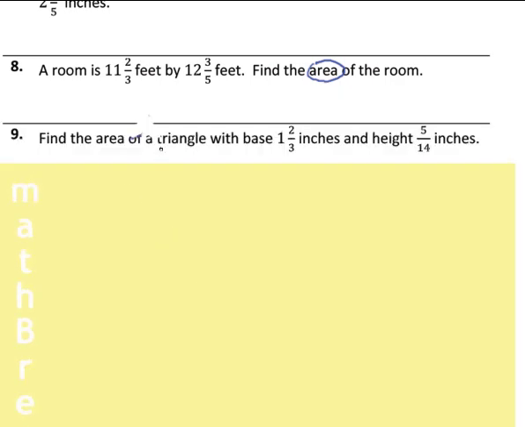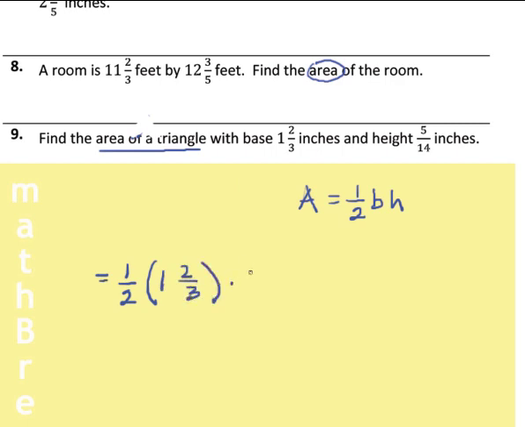And number 9, find the area of a triangle. So let's write down our formula. Area equals 1/2 base times height. Let me put the 1/2 in front. The base is 1 2/3 and the height is 5 over 14. And we're going to have square units.